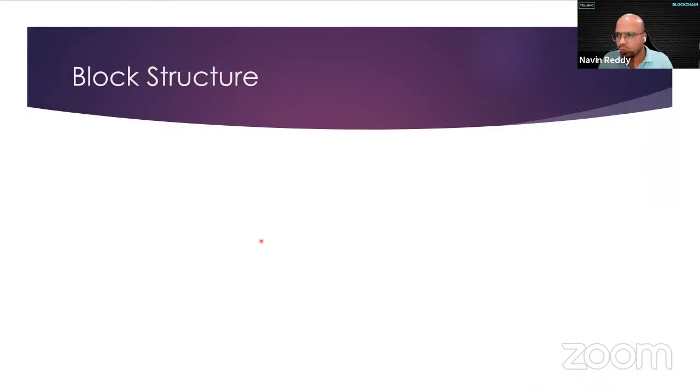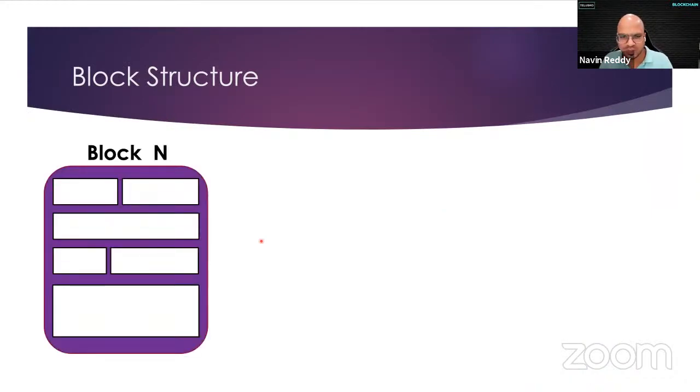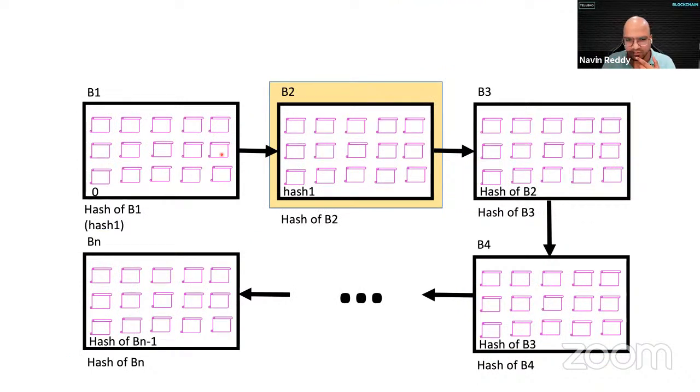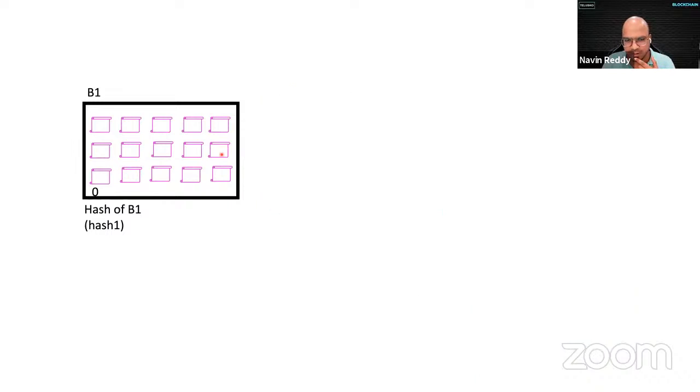Okay, now how does this block structure look like? So this is how it looks. Let's go with any block, let's say block N, or we can say the first block. In fact, I have one more question for you here. We have skipped that. When you say you have the first block, and then you are saying hash of B1, what about the 0 here? Should it be 0 always for the first block?